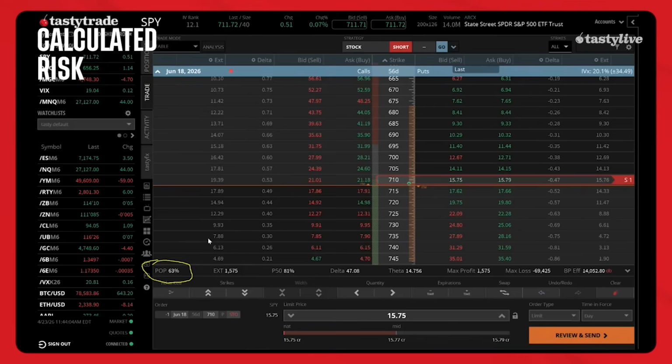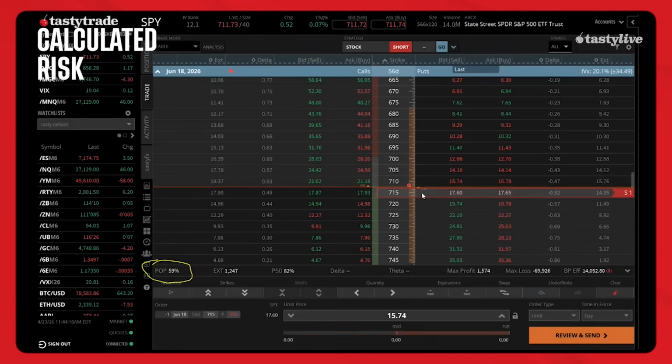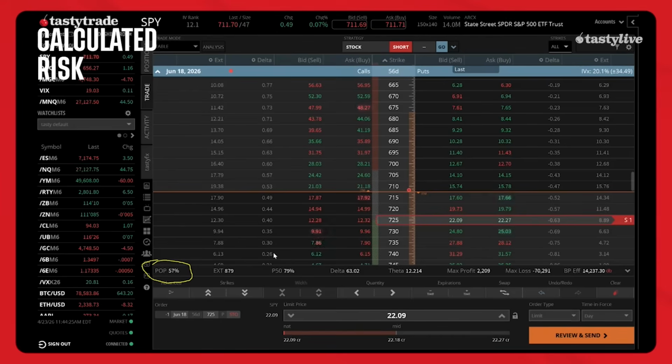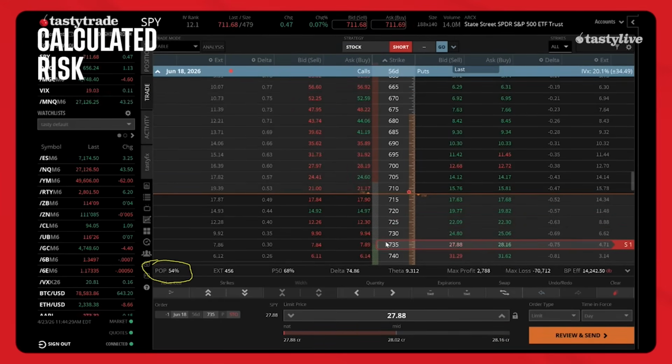But look what happens, and focus on this probability box, if I go deeper and deeper in the money. So I go to 715, which is now clearly in the money. This is in the money by a few dollars, by a few points. Probability of profit, still 61%. I go to the 720, probability of profit, still 59%. I go to the 725, probability of profit, still 57%. I go to the 735, probability of profit, 54%.